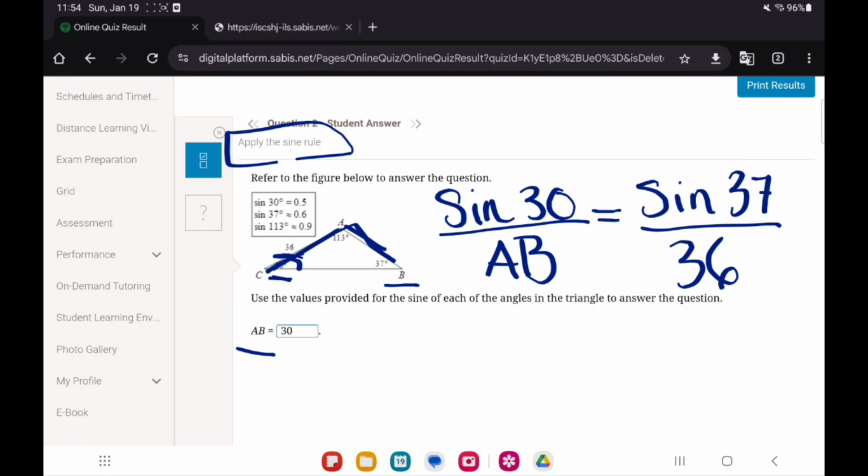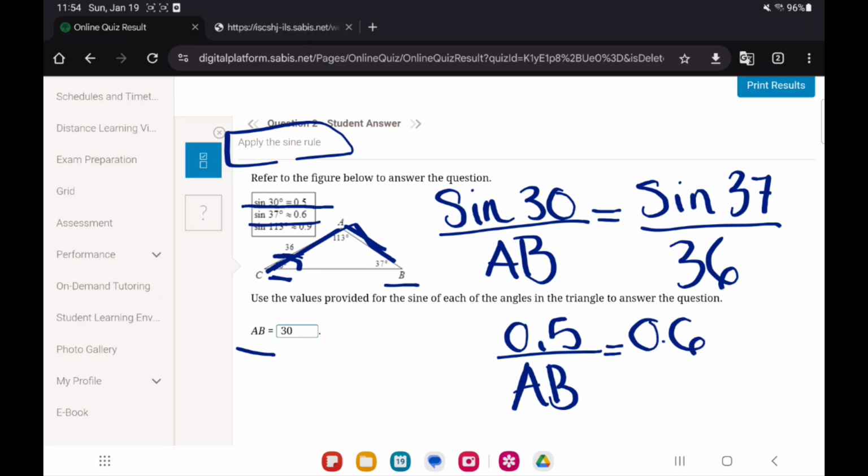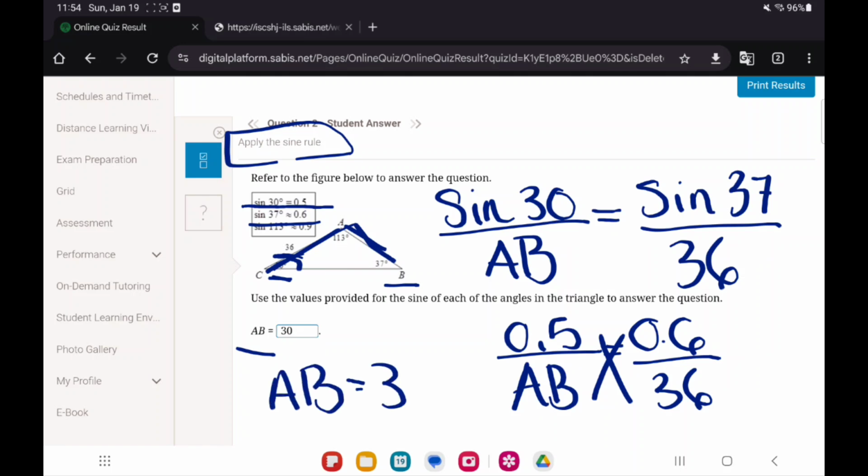So sine 30, they are giving you the key so you don't get any decimals. Sine 30 is 0.5, so we put that over AB, equals sine 37, which is 0.6, over 36. Again, cross multiply. 36 times 0.5, you get 18. 18 divided by 0.6 is 30. So AB equals 30, and that's the answer we have.